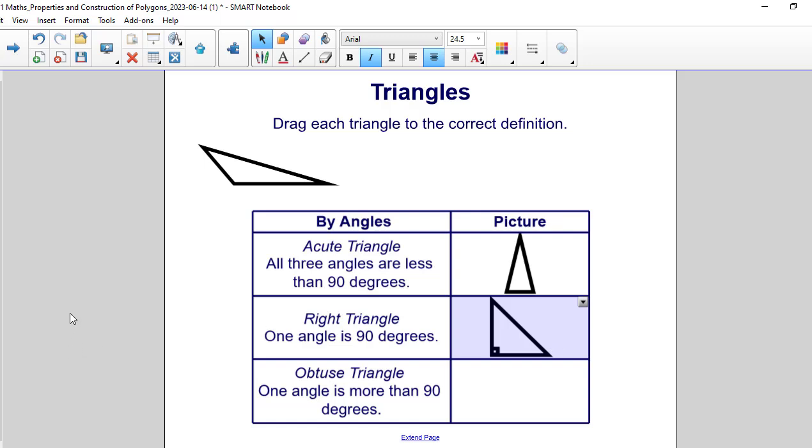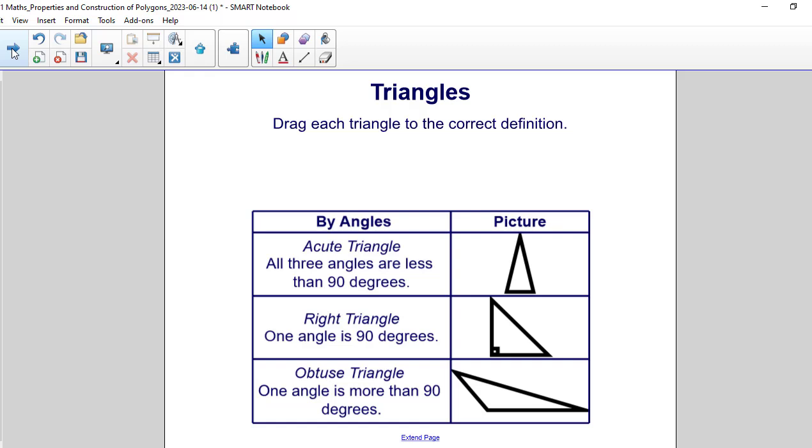The third way to classify triangles by its angle is an obtuse triangle. And in an obtuse triangle, one angle is more than 90 degrees. This angle right here is greater than 90 degrees. Therefore, this is a picture of an obtuse triangle. I will drag that triangle into the box there. So finally, our final answer shows these pictures next to the definition of the 3 angles, or 3 classifications of triangles by their angles.